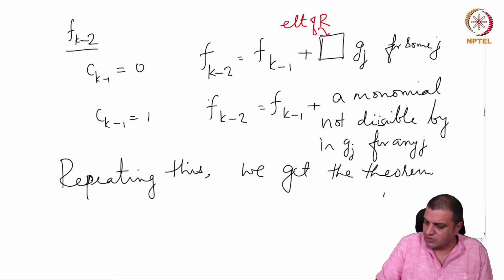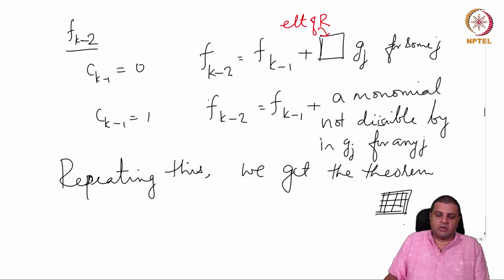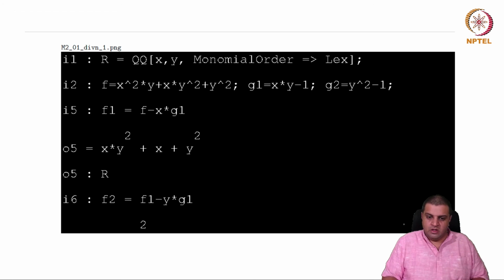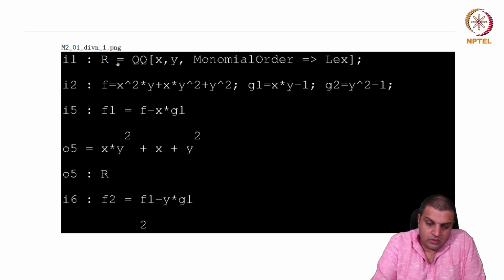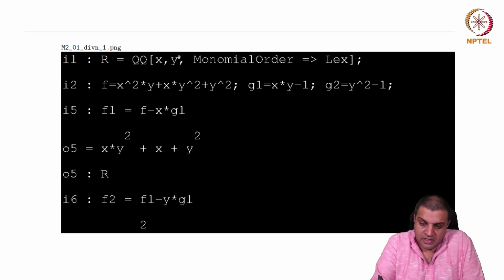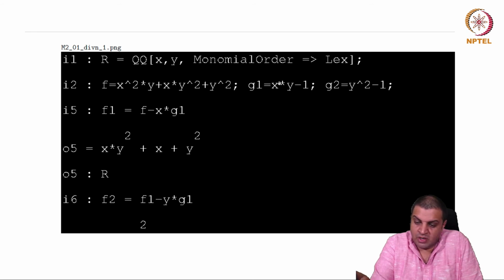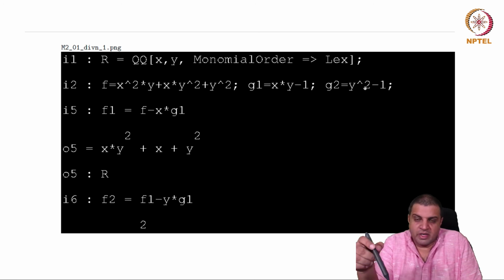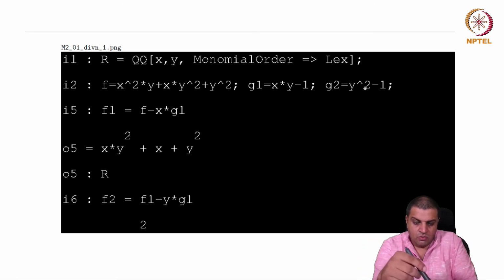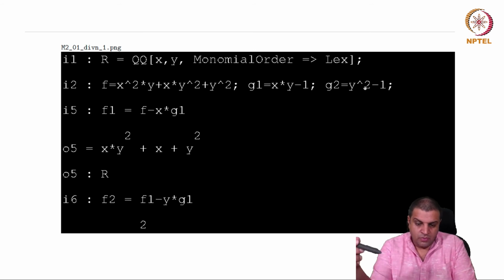Okay, so that's it. Now I would just like to illustrate this proof using an example. Here R is a polynomial ring in two variables. The monomial order is lex, and f is x squared y plus xy squared plus y squared. G1 is xy minus 1, and G2 is y squared minus 1. Now we are going to go through that algorithm.